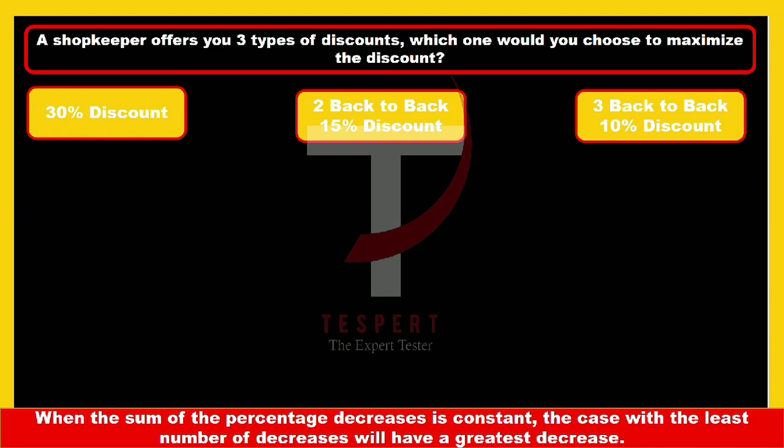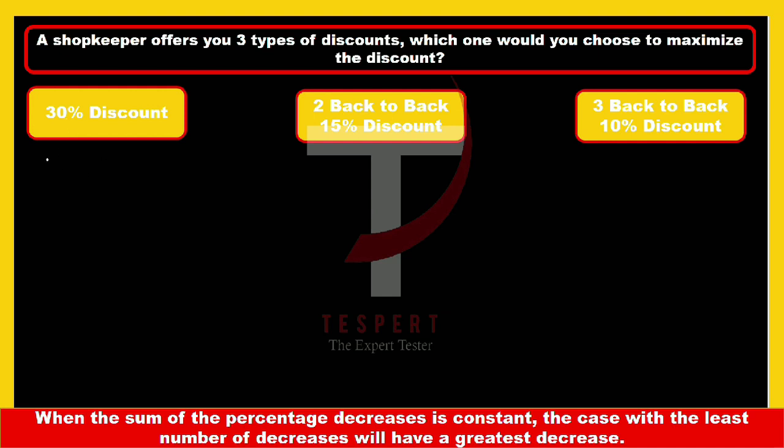So if a shopkeeper offers you three types of discounts, which one do you choose to maximize the discount? One is a 30% discount, two is back-to-back 15% discounts, three is back-to-back 10% discounts. So when you want to purchase an item, a product, he offers you these three types of discounts. Whatever you choose, I will proceed with that discount. So which one do you choose among these three?